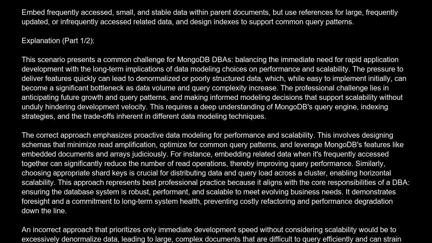This involves designing schemas that minimize read amplification, optimize for common query patterns, and leverage MongoDB's features like embedded documents and arrays judiciously. For instance, embedding related data, when it's frequently accessed together, can significantly reduce the number of read operations, thereby improving query performance. Similarly, choosing appropriate shard keys is crucial for distributing data and query load across a cluster, enabling horizontal scalability.